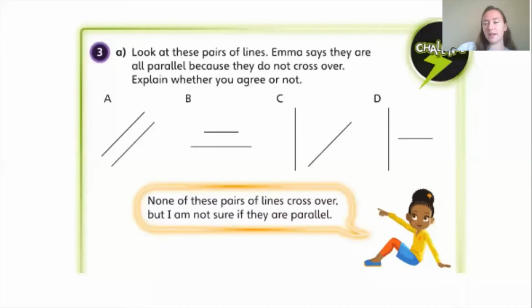C, these lines are not parallel. Like the example I gave on the previous slide, they might not cross over yet, but they will do very soon. You can see that this line is heading straight for the other one. So they are not parallel. They go in different directions.